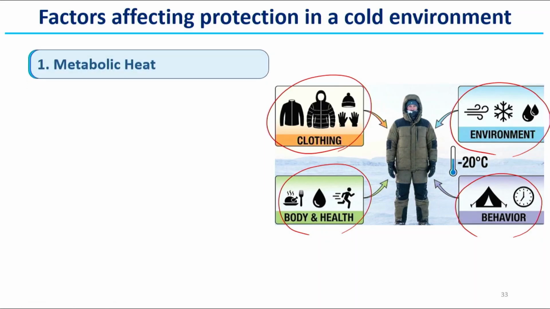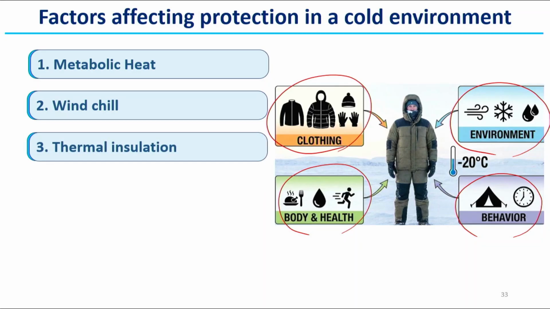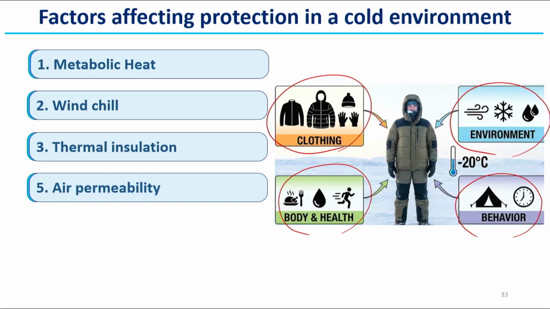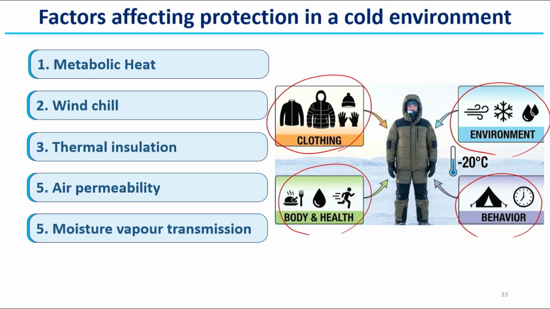Now, metabolic heat, the wind chill, the environment condition, the thermal insulation of the clothing, that is a clothing related condition, air permeability, also a clothing related condition, and moisture vapor transmission. So, that affects the protection. Moisture vapor transmission should be good, so that it takes the body fluid out.